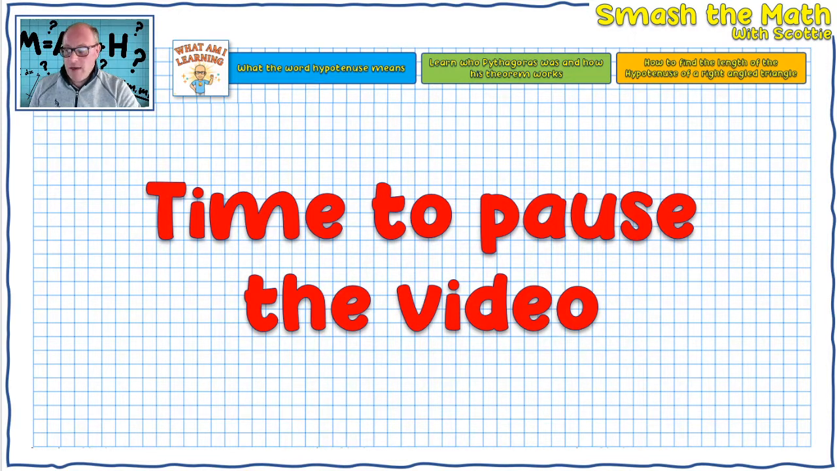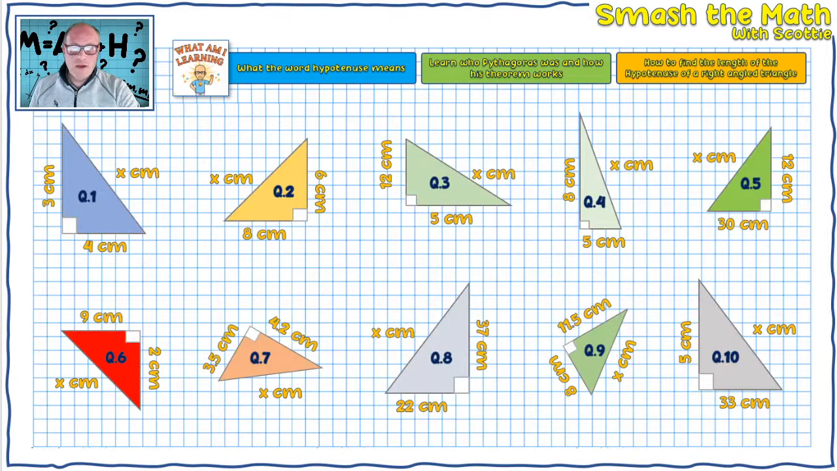Okay, here we go. So here are your questions. There are 10 questions, okay? I want you to have a go at all of them. Make sure you label them, make sure you write down the formula. And once you're done, check your answers. So good luck, and I hope you get them all right.